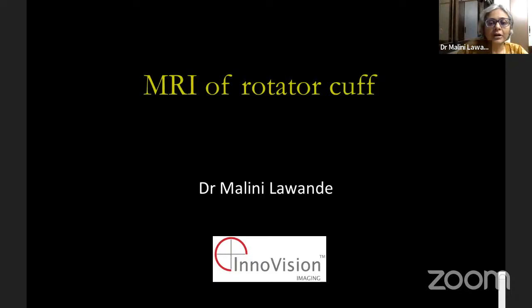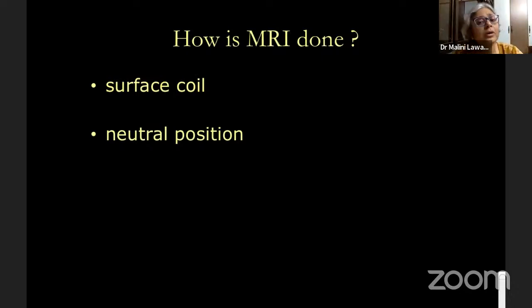When we talk of rotator cuff, it's important that the MRI is done rightly. We need to use a surface coil. A dedicated shoulder coil is needed. And the shoulder should be placed in neutral position, not in internal rotation. That is important.